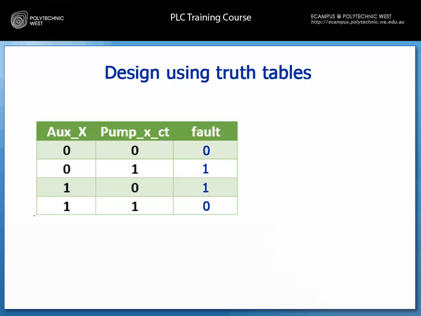With this method, we can use the truth table to design our program. Focus on the conditions when the output is on. There are 2 that are true. Fault is on if line 2 is true or line 3 is true.